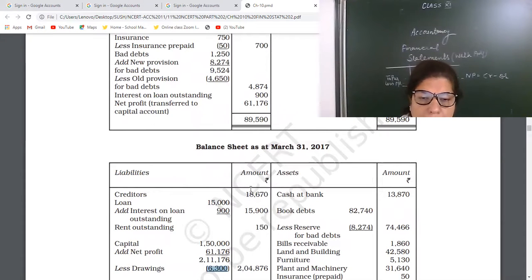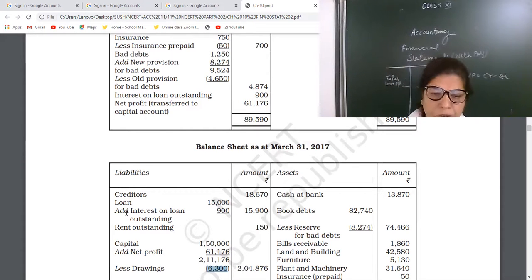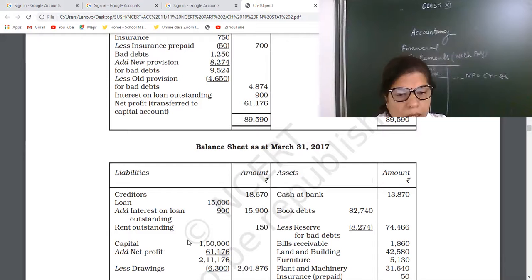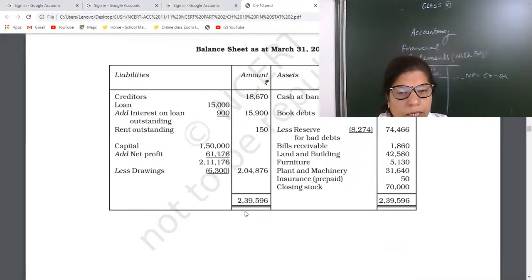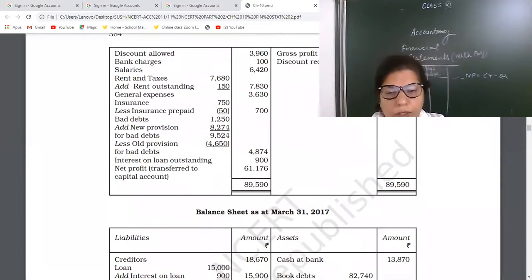Then creditors are the liability. Now see the loan. That is the common mistake made by students. Loan plus interest on loan, 6% of 15,000. So that is 15,900. Outstanding rent 150. Yes, and we should add this. Clear? Now come to this side.